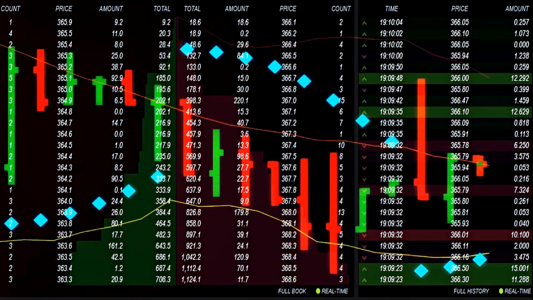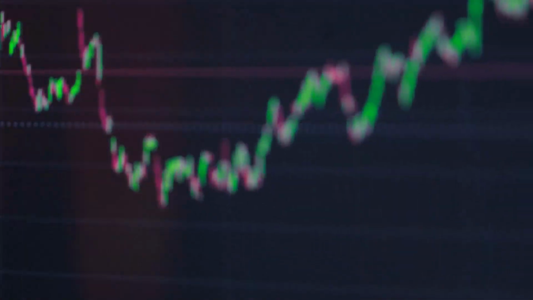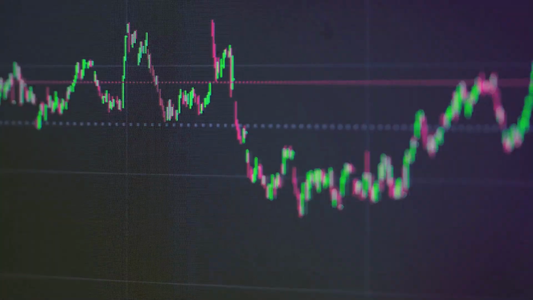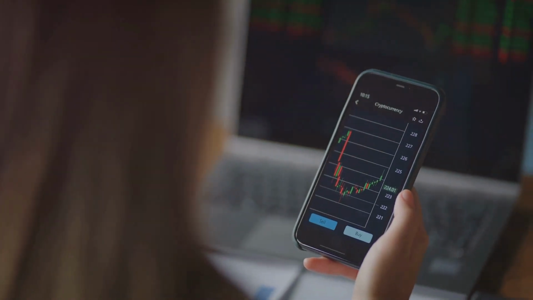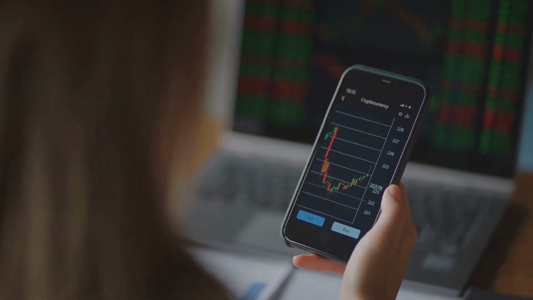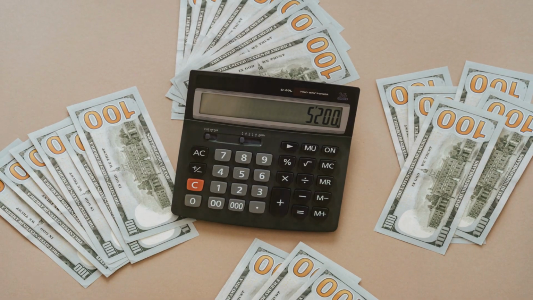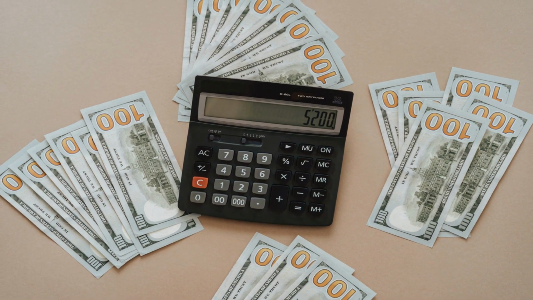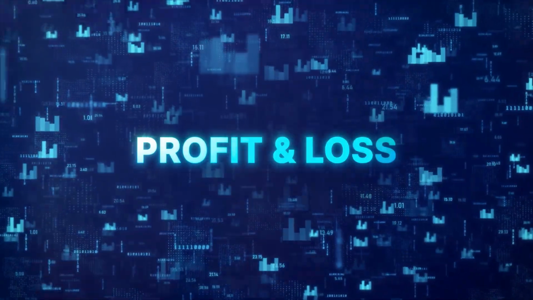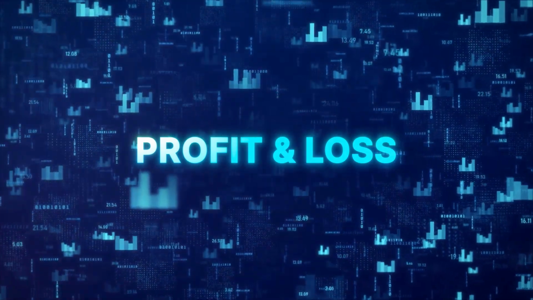Now, let's dive into the nitty-gritty of how to manage risk effectively in scalping. One of the golden rules, and something I personally live by, is the 1% rule. This rule dictates that you should never risk more than 1% of your trading capital on a single trade. Let's say you have a $10,000 trading account. Following the 1% rule, your maximum risk per trade would be $100. This approach ensures that even a string of losses won't cripple your account, giving you room to recover and keep trading.